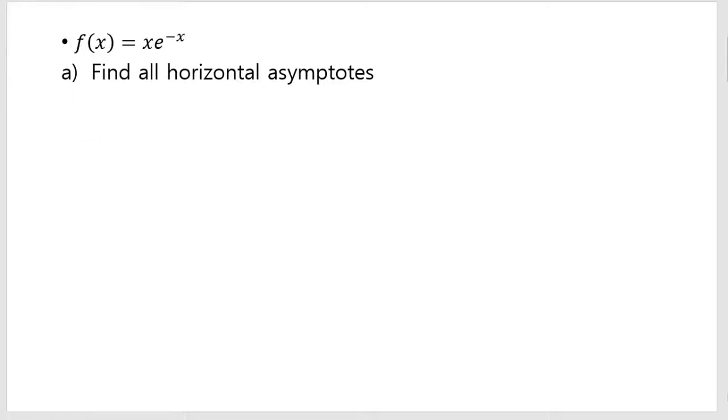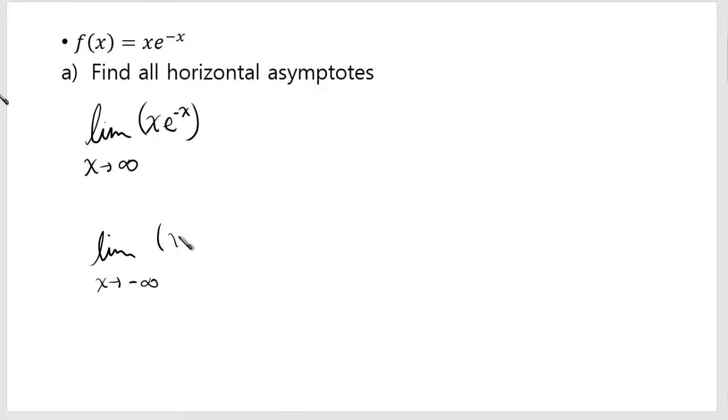Asymptotes are found by computing the limit of the function as x goes to positive infinity and also as x goes to negative infinity. You have to find these two limits, and if any of them converges to some finite value, then y equals that number will give you the horizontal asymptote.